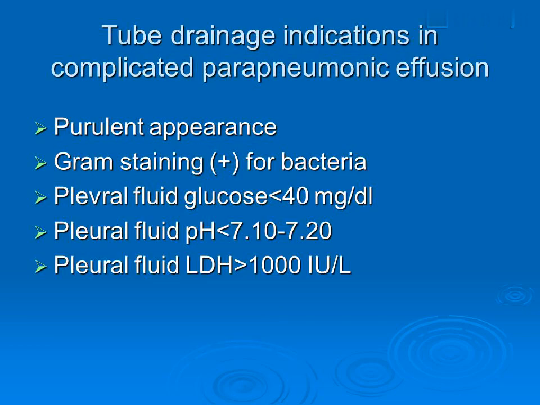Tube drainage indications in complicated parapneumonic effusion: purulent appearance, Gram staining positive for bacteria, pleural fluid glucose less than 40 mg/dl, pleural fluid pH less than 7.10 to 7.20, pleural fluid LDH greater than 1000 IU/L.